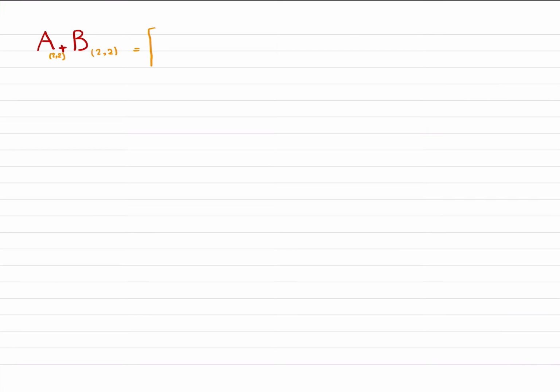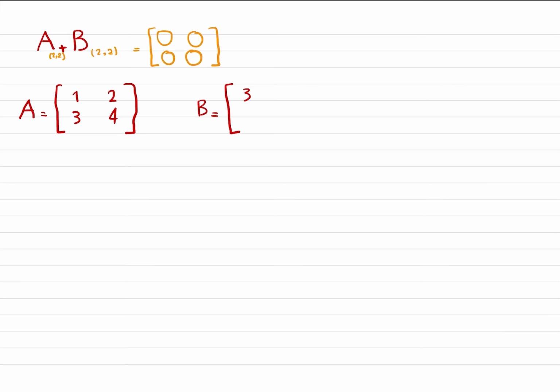Okay, so the sum will be a matrix 2 by 2. Here one element, here one element, here one element, and here another element. Okay, for example, matrix A is 1, 2, 3, 4, and matrix B is 3, 5, 1, 6. Okay, and we want to obtain A plus B.